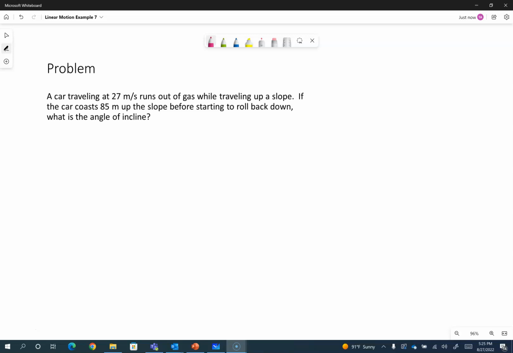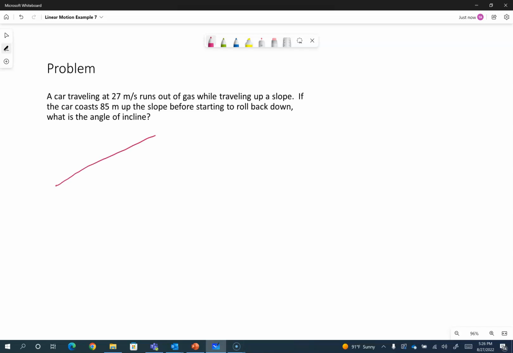Here we have one more example of linear motion along a slope. We have our car traveling at 27 meters per second, has run out of gas. We know that the car coasts 85 meters up the slope before starting to roll back down. We want to find the angle of incline.